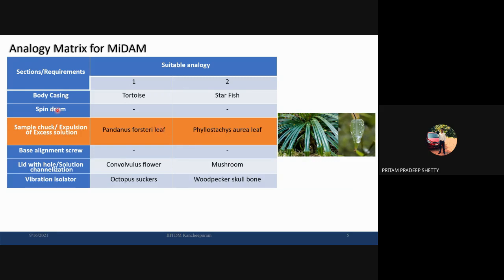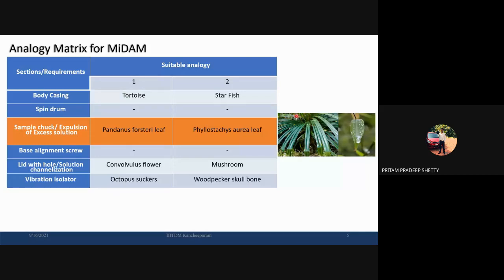So for that, what we need is some channel over the substrate holder. So we looked into nature, where we see such kinds of channels. We saw that there are some leaves like the Pandanus fosteri leaf. This is actually a plant in the rainforest where rainwater which falls over this leaf gets channeled through this center channel, and it goes into the roots. This curvy nature basically facilitates the flow of water to its roots.